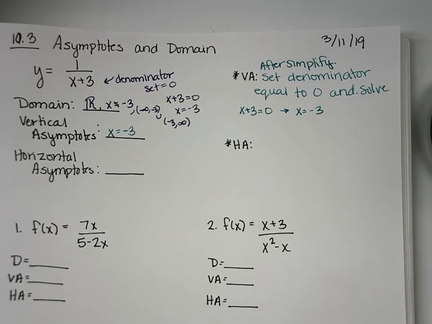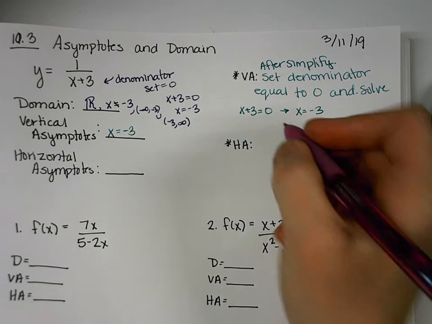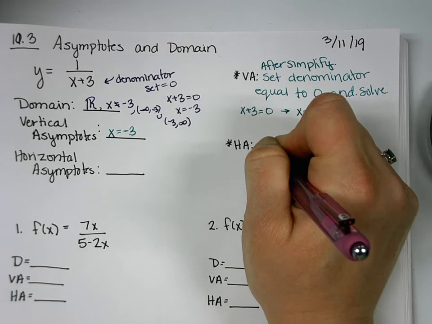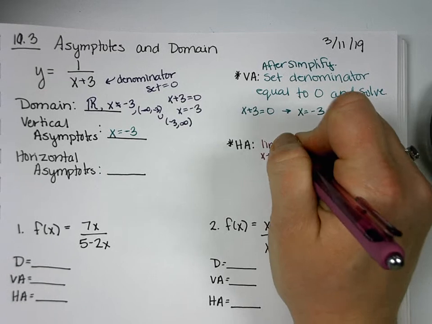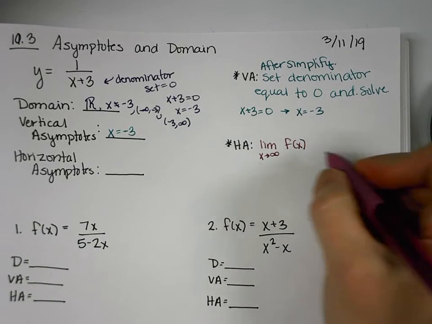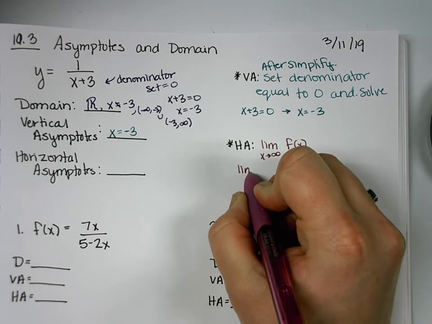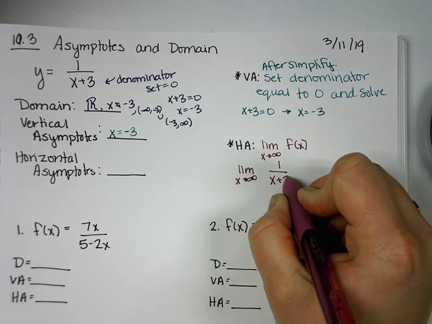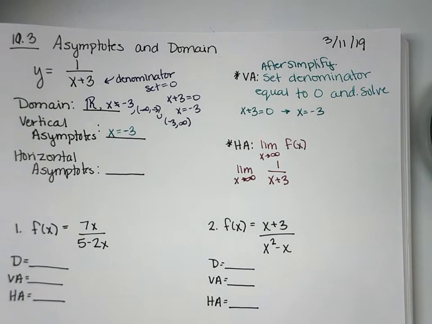Lastly, we have horizontal asymptotes. For a horizontal asymptote, you find the limit as x goes to infinity of your function. And that'll give you your horizontal asymptote. So here, if we take the limit as x goes to infinity of 1 over x plus 3, what do we get? At the end of class yesterday, or today if you're watching it today, I showed you guys the shortcuts for limits to infinity. This is where you'd want to use them to help save you some time.